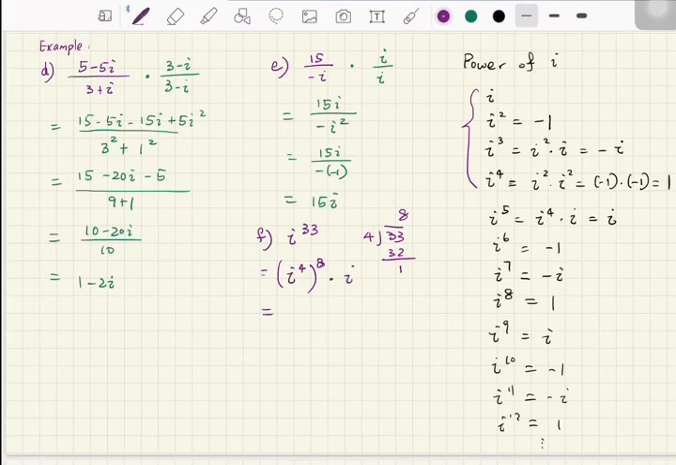Why am I using i to the 4th? Because i to the 4th power equals 1, and 1 raised to any power is still 1. So it's still 1 times i, so we end up with i. So i to the 33rd simplifies to i.